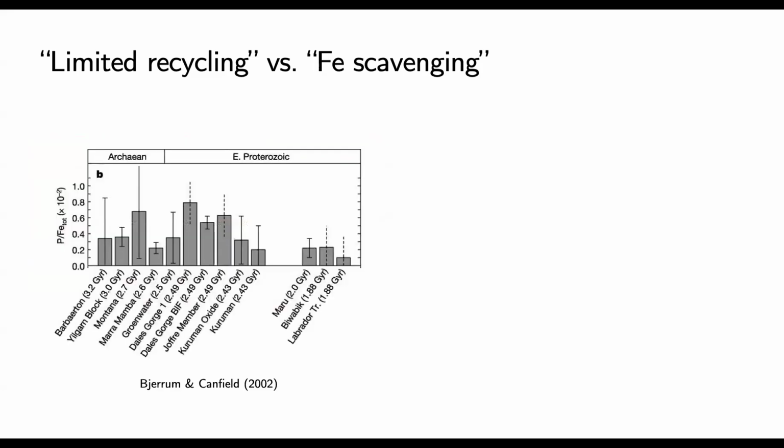So I'm going to start with some of the earliest data that sort of set this iron scavenging idea in motion from Bjerrum and Canfield in 2002. They're here looking at the phosphorus content and phosphorus to iron ratio of Archean and early Paleoproterozoic iron formations. And let's zoom in on this one here. This is the Dales Gorge iron formation. So this is in the very earliest Paleoproterozoic of Australia prior to the GOE.